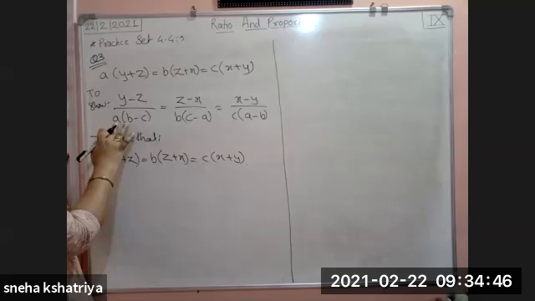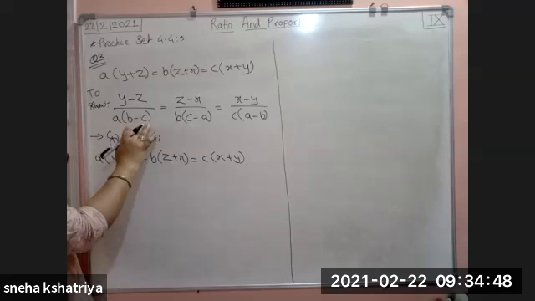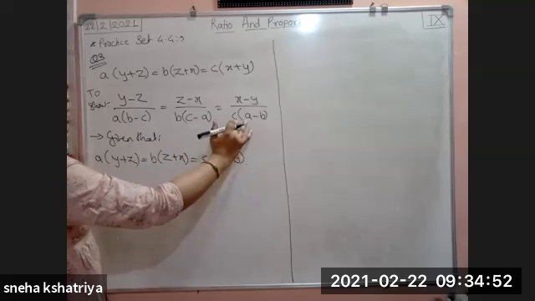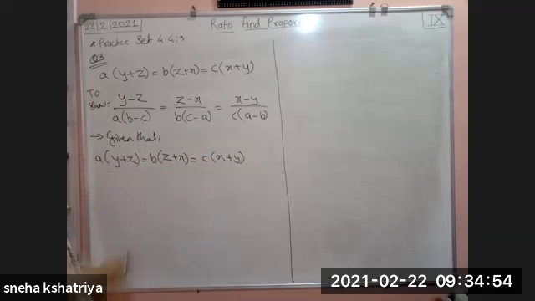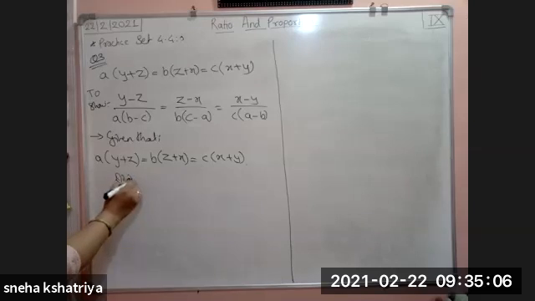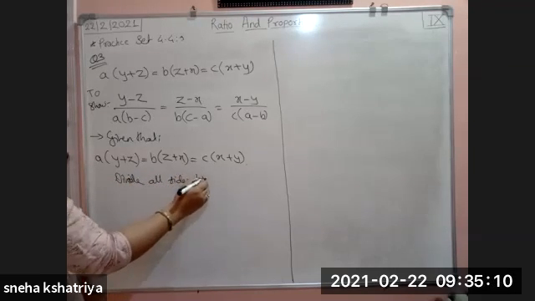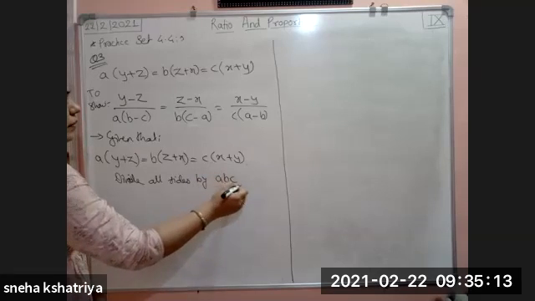See here, if you multiply by a into b, this becomes ab minus ac, bc minus ab, ca minus cb. So all the terms are of abc. So here at the denominator we need terms of abc. So divide all the sides by abc.